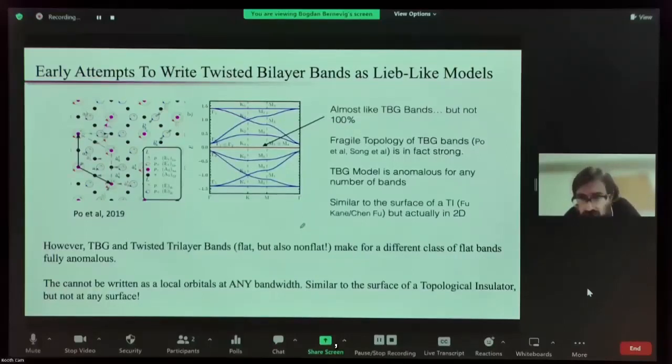And because you cannot write it on the lattice, this is a different class of flat band models. They come out of the continuum, and in some limits they're more similar to Landau levels. This heavy fermion picture that I probably won't get to, well, for sure I won't get to, shows that the quantum geometry is not very similar to that of Landau levels.